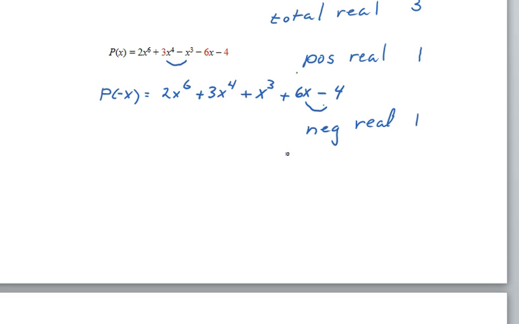0 is not a factor in this polynomial, so 0 is not going to be a zero. So the total for the maximum possible number of real zeros is 2.